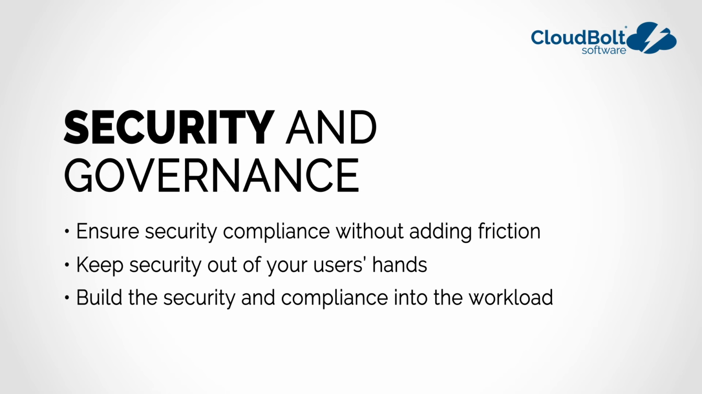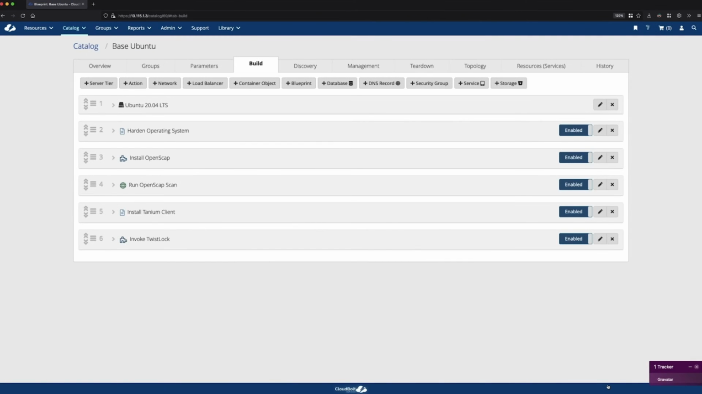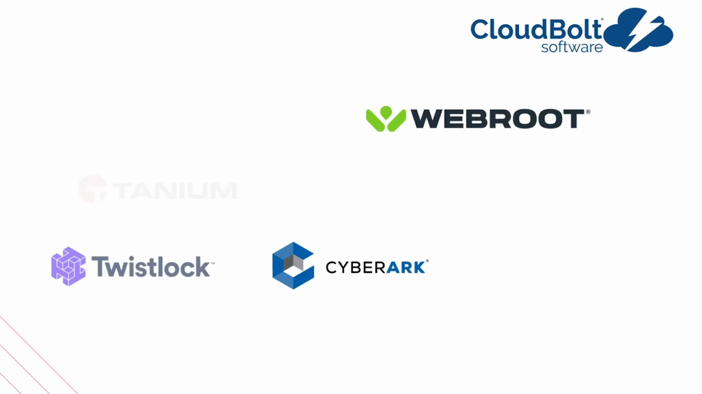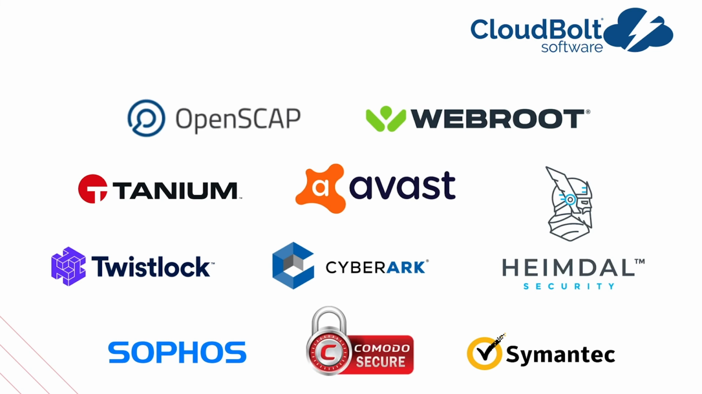Previously manual steps like installing OpenSCAP and running scans during VM deployment, hardening OSs through remote scripts, tagging public cloud resources, running Ansible playbooks, installing a Tanium client, invoking Twistlock to ensure security of Kubernetes clusters, and any other security actions or tools can be baked into CloudBolt deployments to guarantee compliance.